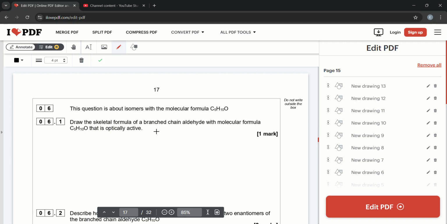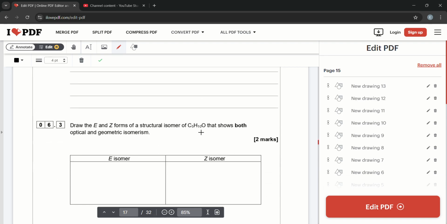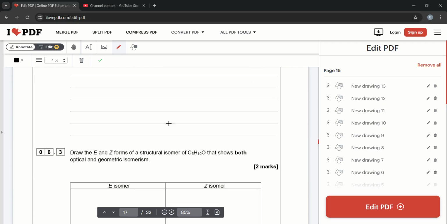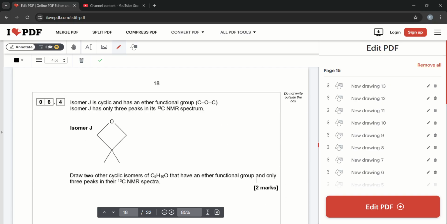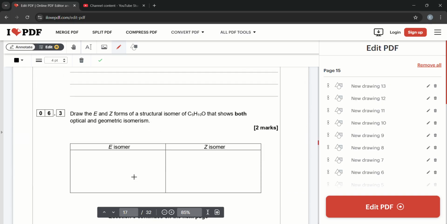Now, I really don't like these type of questions where it's a one marker, but you know they add loads of them. Like in just this question, we've got two. This is very similar to it. Draw something for 2 marks instead of 1, and then another one here, 2 marks for drawing 2 cyclic isomers.